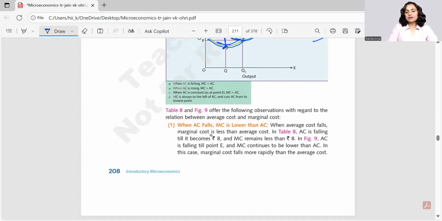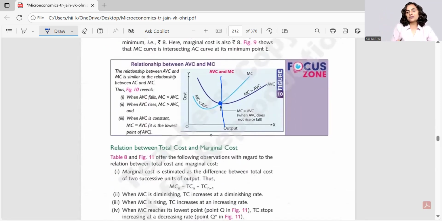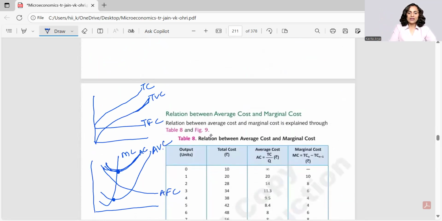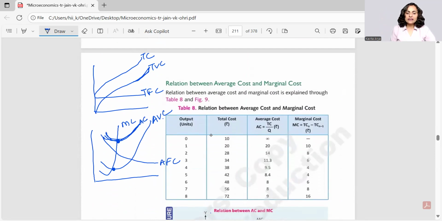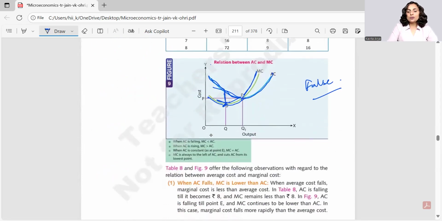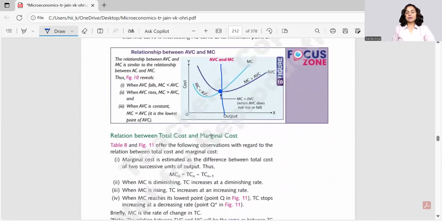Similar kind of relationship we do see with respect to MC and AVC also. If you remember the master diagram, in this also we talked about the similar relationship of MC and AVC, that MC cuts AVC from below at the minimum point. So on a very similar note, this relationship also goes. When AVC is falling, MC is below it. When AVC is rising, MC is above it. And MC cuts AVC at its lowest point.